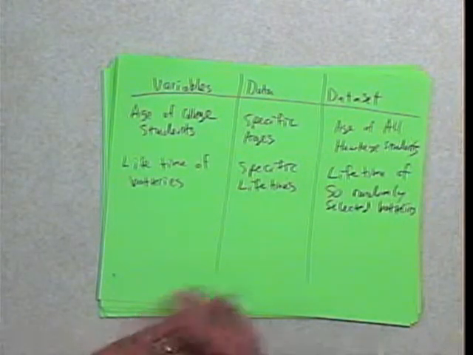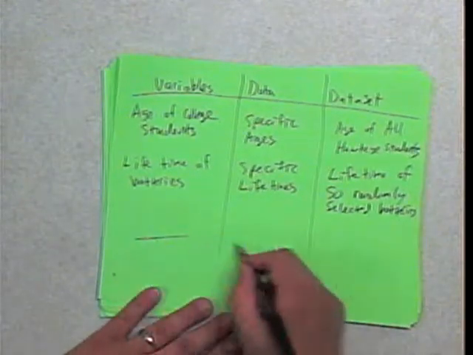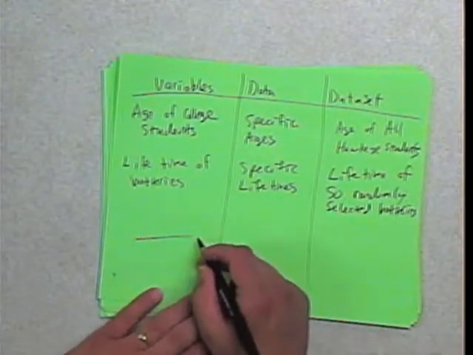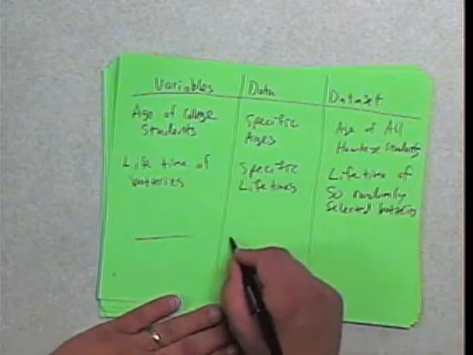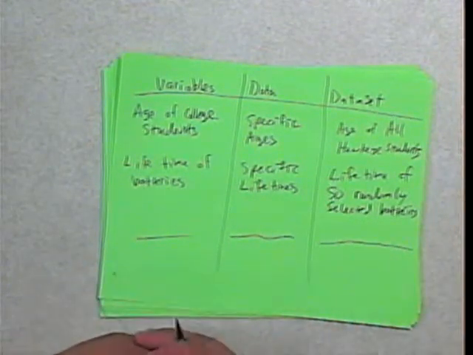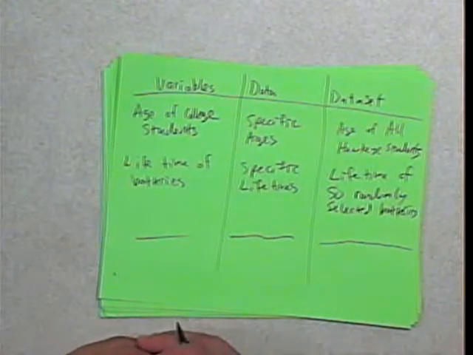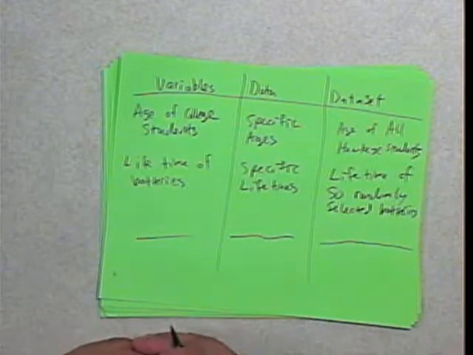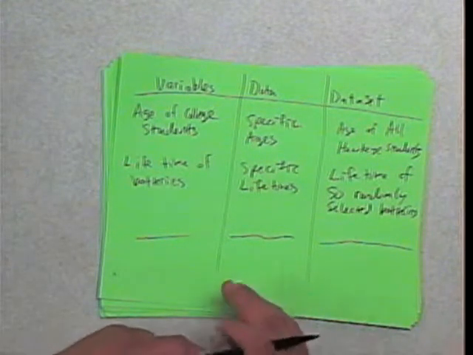Okay? So here's a couple examples, and maybe you can come up with your own. Come up with some variable someone might be interested in. What would the data be for that variable? And then what would a particular data set be? Okay? Involving that variable. Okay?